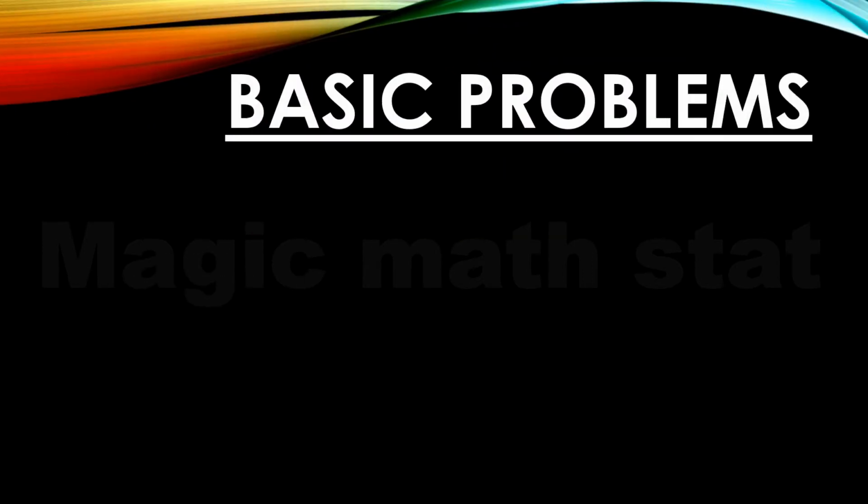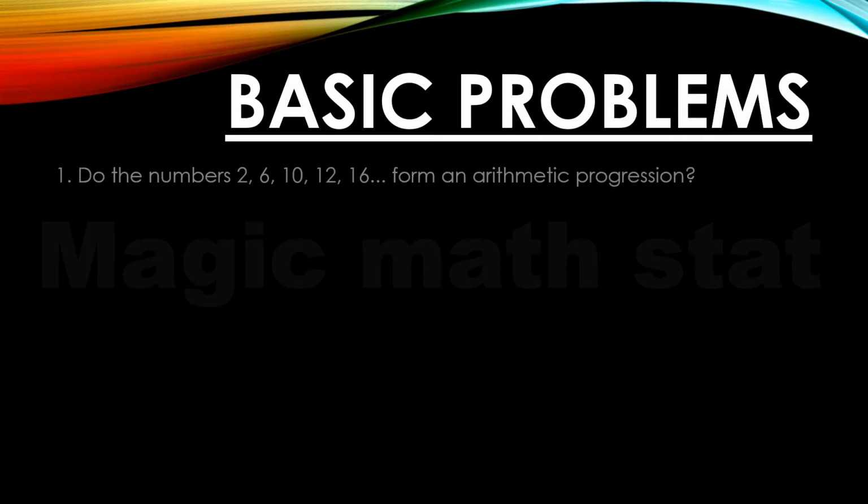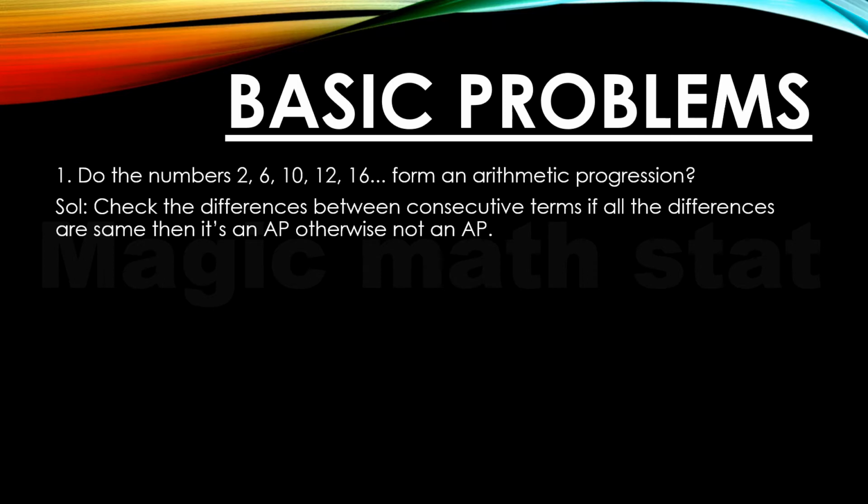Let's look at some basic problems. Do the numbers 2, 6, 10, 12, 16 and so on form an arithmetic progression? So we have to check if it is an AP or not. How to check? Check the differences between consecutive terms. If all the differences between given consecutive terms are the same, then it's an AP. Otherwise, it's not an AP.